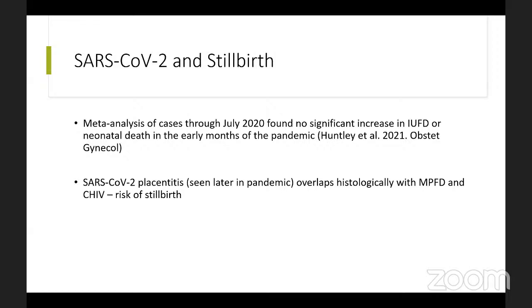Now, as I mentioned, one of the things that we started to get paranoid about was that stillbirth was going to be on the rise, given that these findings outside of the infectious state are associated with stillbirth. And early meta-analyses through July of 2020 did not show any significant increase in intrauterine fetal demises or neonatal death in the early months of the pandemic. So these are sort of pre-alpha and delta waves of the pandemic.